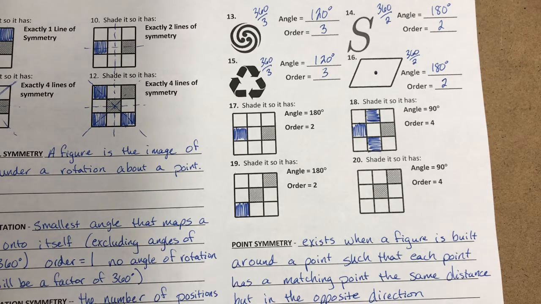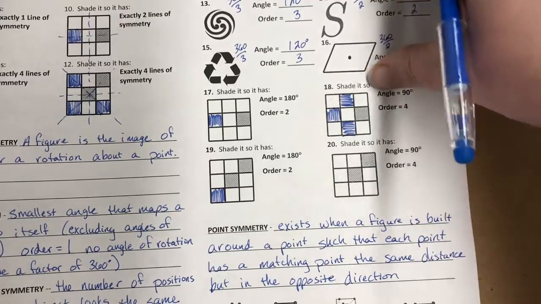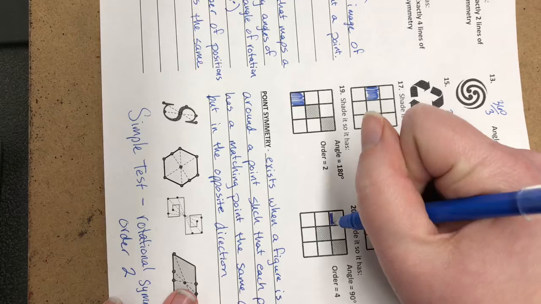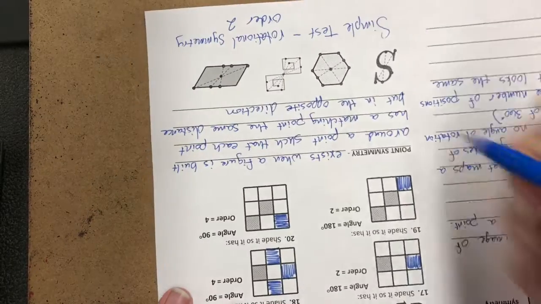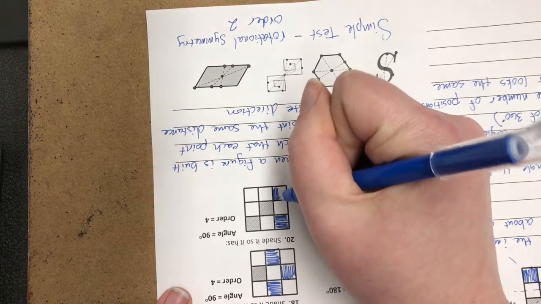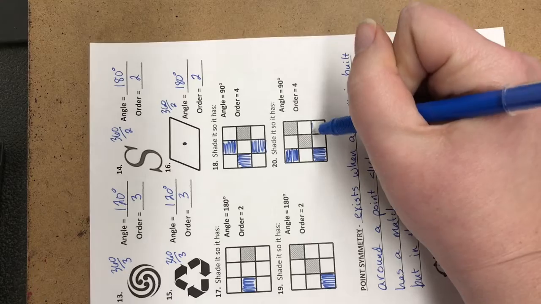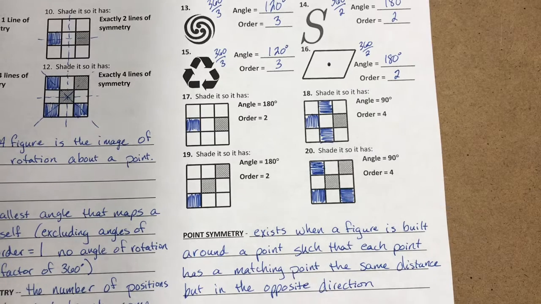For 20, we want to shade it so it has an order of 4. So since it's the top right and the middle, if I go once, this would be the top right and the middle. I'll go another time, so I need the top right and the middle. I'll go another time, be the top right and the middle. And then back to where I started from. And that would be my order of 4.